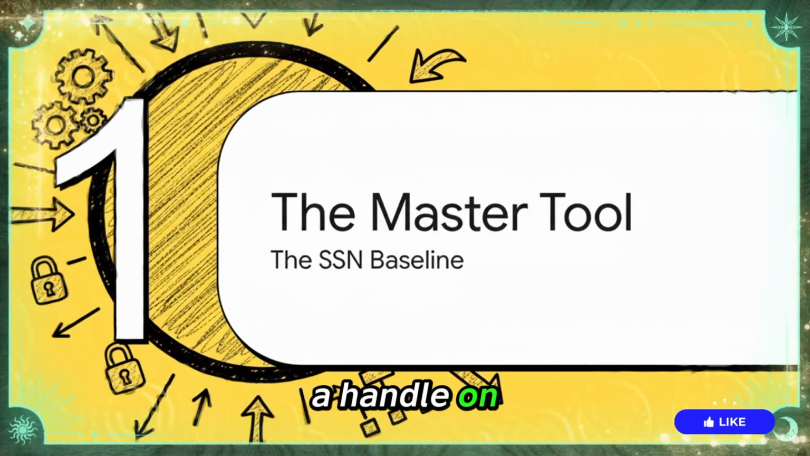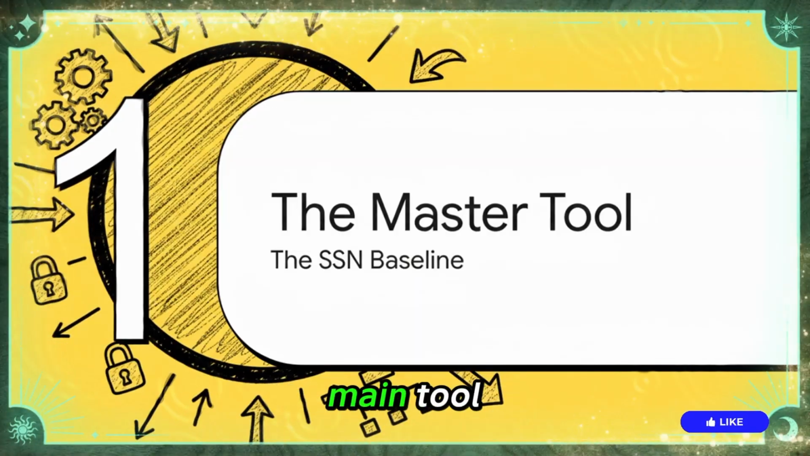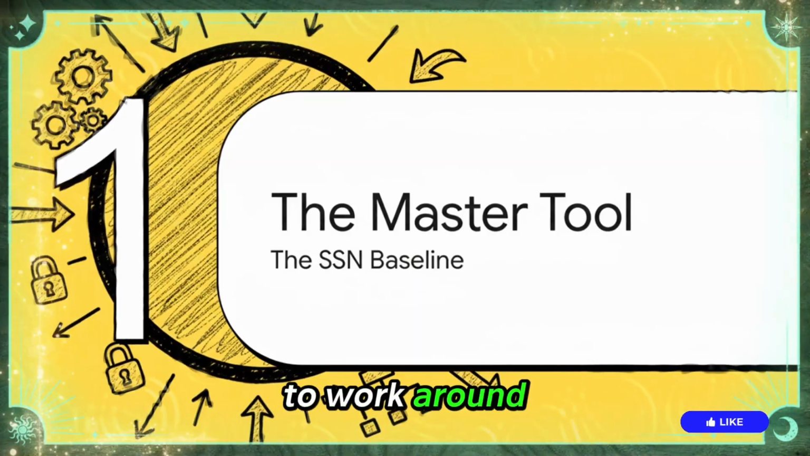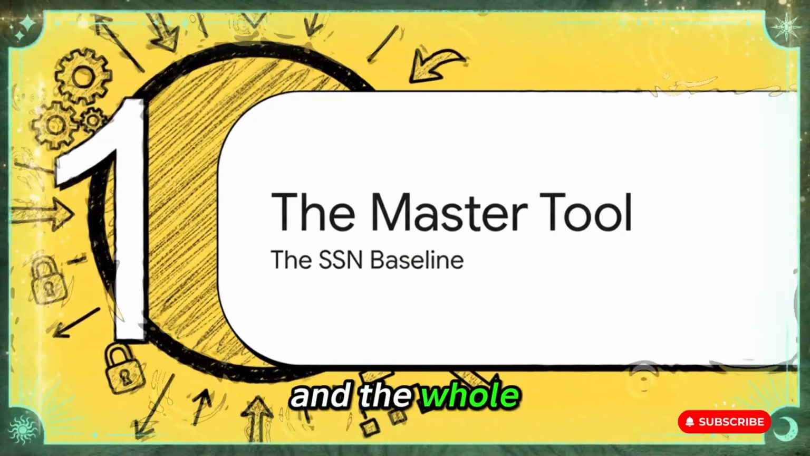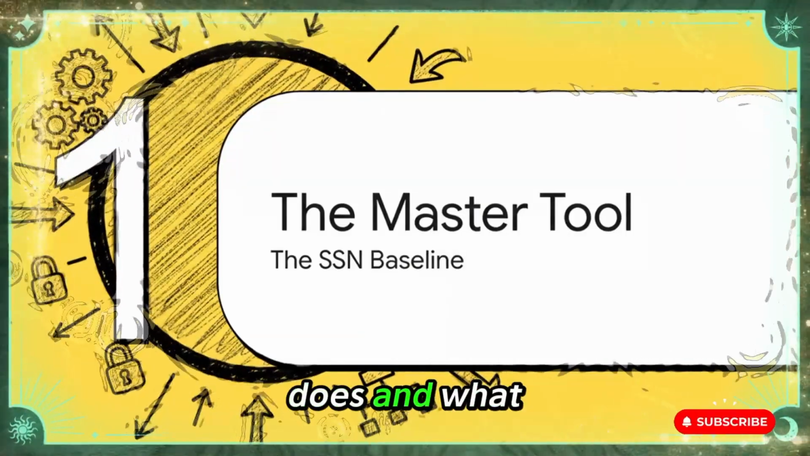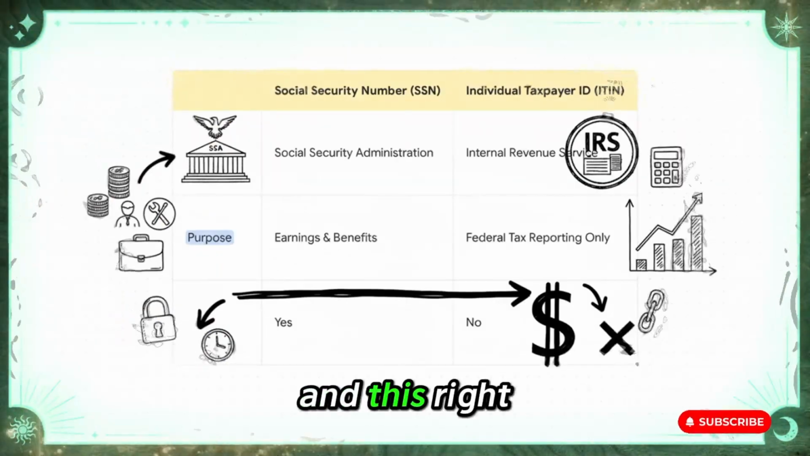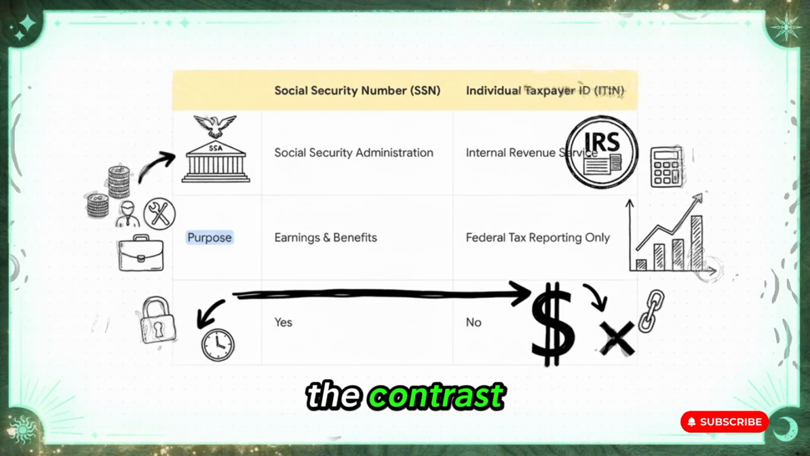To really get a handle on what an ITIN and an EIN do, we first have to understand the main tool they were built to work around, the Social Security number. The SSN is the baseline, right? And the whole reason the other numbers even exist is because of what the SSN does and what it doesn't. And this right here, this slide gets right to the heart of it. Just look at the contrast.